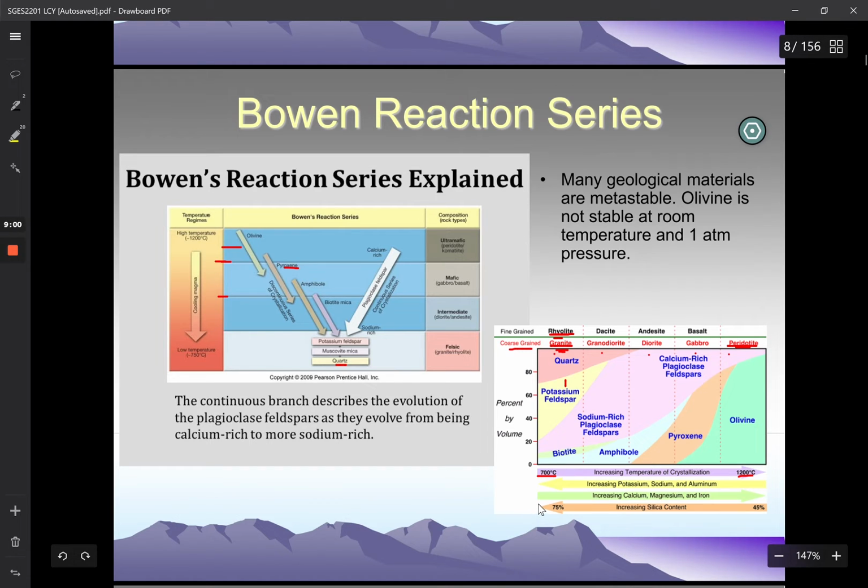So from this end, you have increasing silica content, whereas at the other end, the ultramafic end, you have less silica. So you have less silica content.